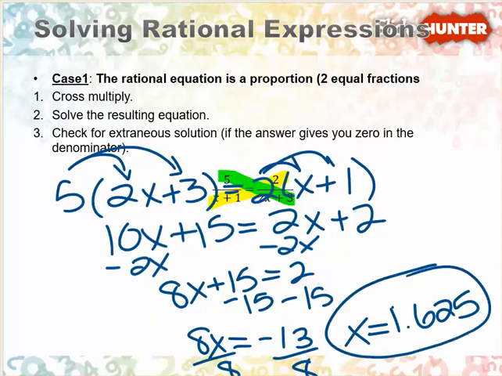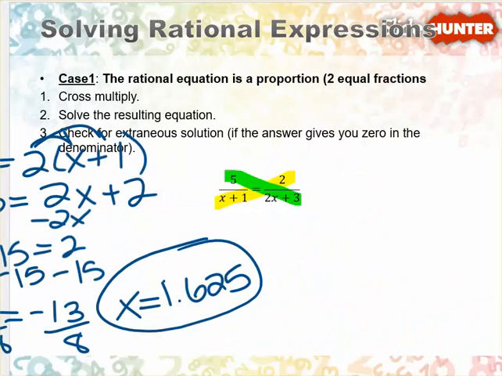Now we have to double check that answer. I accidentally covered up our original problem. So what I want to check is what happens when I put 1.625 into the original problem. I need to make sure that I don't get 0. You could plug it in and evaluate, but right now I can tell if I add a positive number to 1, it's not going to be 0. Same thing if I do 2 times 1.625 plus 3. So in other words, x equals 1.625 is a good solution.